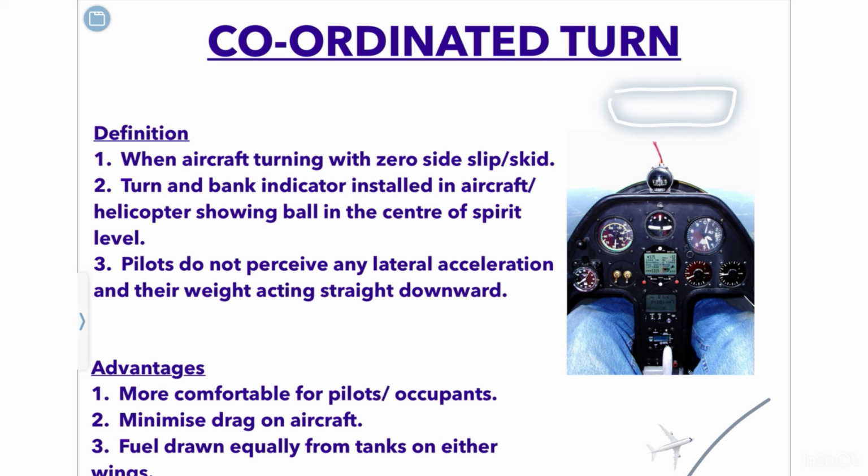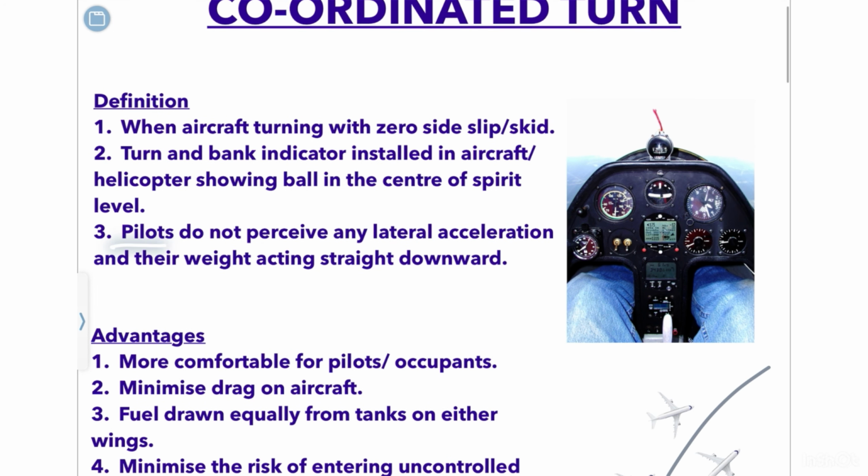So what is happening in the turn and bank indicator? There is a ball at the center. If the aircraft is taking a coordinated turn, there is no lateral force acting on it, and the ball remains at the center. However, in an uncoordinated turn, let's say the aircraft is slipping inside the turn or skidding outside the turn, away from the true turn, then there is a lateral acceleration outside or inside, and that's how the ball slips. So if the ball is at the center, the aircraft is in a coordinated turn. Also, the pilots do not perceive any lateral acceleration, and their weight acts straight downwards. This is how a coordinated turn is made.